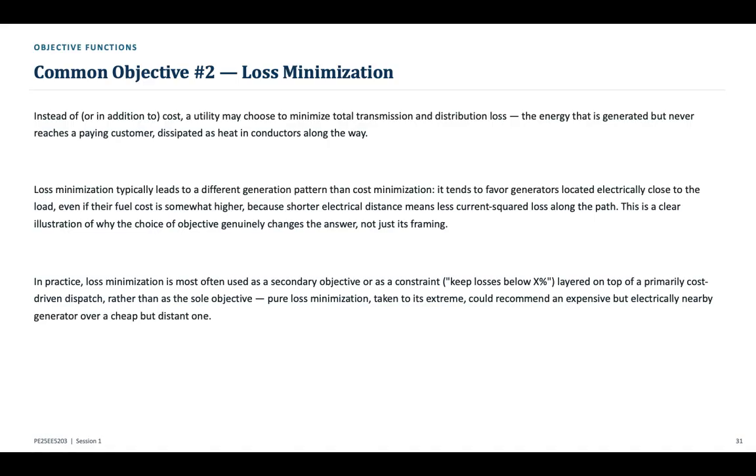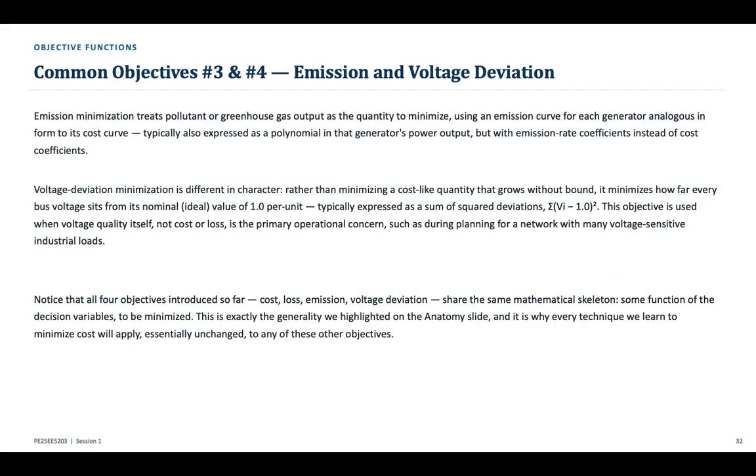See, in practice, loss minimization is most often used as a secondary objective or as a constraint: keep losses below X%. Even though you cannot mitigate the losses completely, keep them below X%, layered on top of primarily cost-driven dispatch, rather than as the solo objective. Pure loss minimization taken to its extreme could recommend an expensive but electrically nearby generator over a cheap but distant one.